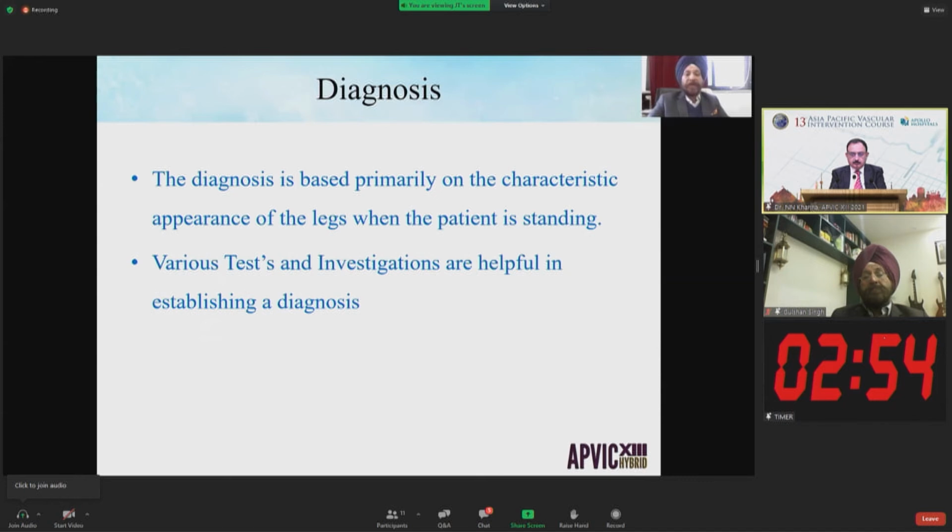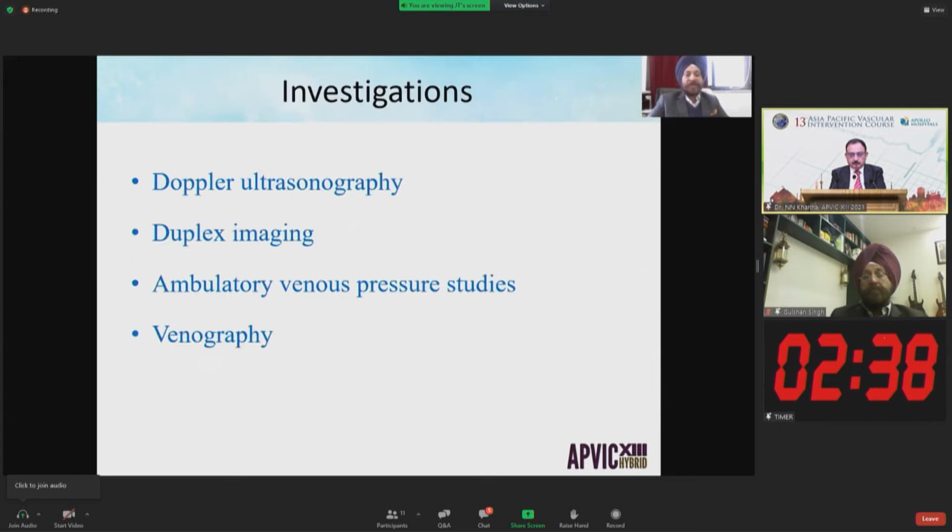The diagnosis is based primarily on the characteristic appearance of the legs when the patient is standing. Various tests are done to clinically correlate the disease, and investigations are helpful in establishing a diagnosis. Various investigations are Doppler ultrasonography, duplex imaging, ambulatory venous pressure studies, and venography.